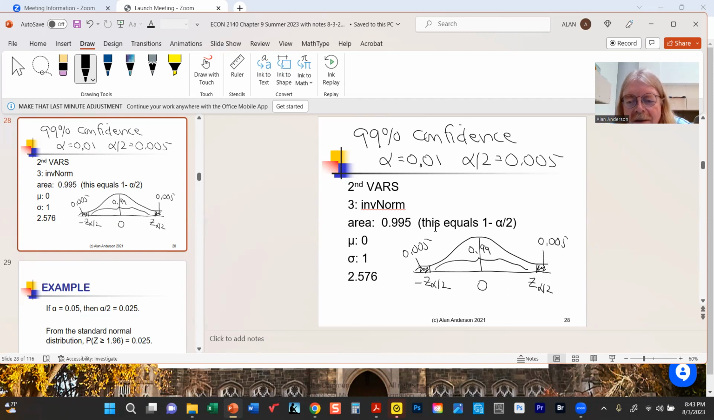So the tricky part is the area. When they say area, what they mean is what area is below the point or the z-score that you're looking for. And we say 0.995 because the right tail only contains 0.005. Now, keep in mind, too, this is the standard normal distribution. So therefore, the mean is 0 and the standard deviation is 1. And if you punch in those numbers, you'll see that it is, in fact, 2.576.